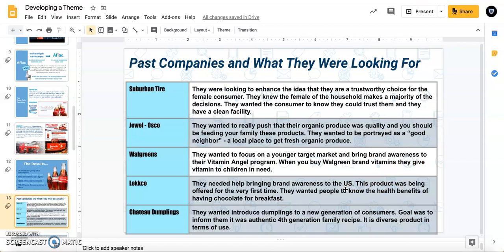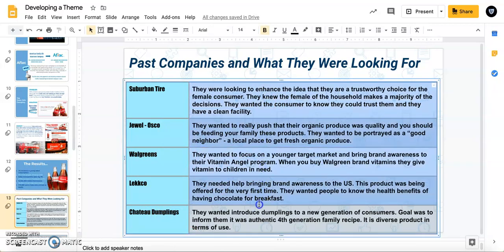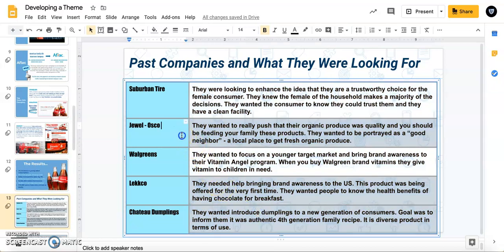These are companies that the kids worked for in the past. So Suburban Tire, Jewel Osco, Walgreens, Lecco, Chateau Dumplings. What you're going to see in these columns is what the companies, when their person came in, their marketing team came in, told my kids, this is what we're looking for. This is what we need help with. Please don't pay attention to this.